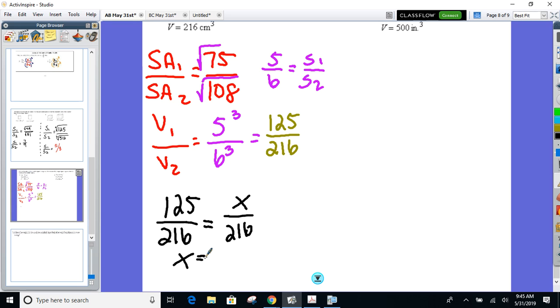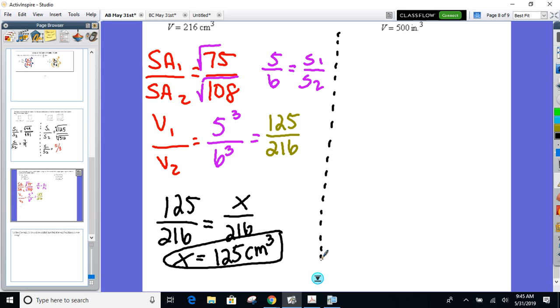The other volume? 125. What units do we have here? Cubic centimeters. If you need to find the volume, you've got to find the volume ratio. If you need to find surface area, you need the surface area ratio. I'm going to walk around and watch you do this next one.